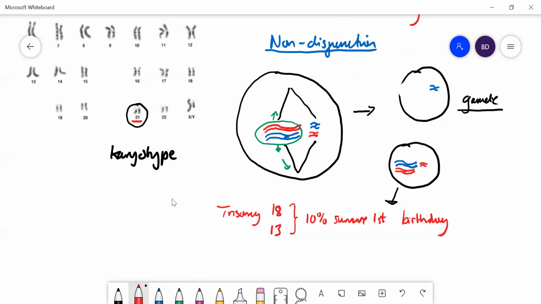These non-disjunction events that cause trisomy seem to be more common in Down syndrome. It's usually non-disjunction in the mother, so in the formation of the female gamete rather than the male gamete. And you probably know that the chance of Down syndrome occurring increases dramatically as a woman gets older. It's a sort of exponential increase. These non-disjunction events seem to occur more frequently.